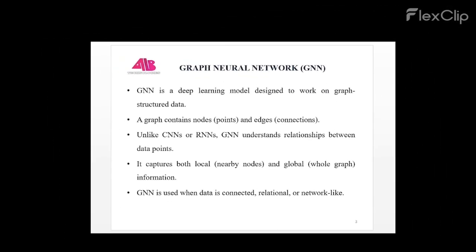Fifth point, it is used when data is connected, relational or network-like. You use GNN when the data is all about connections, for example, road networks for Google Maps, or recommendation systems like Netflix suggesting movies, or even analyzing molecules in chemistry. Anywhere stuff is linked together, GNN works best. These are all the GNN introduction.